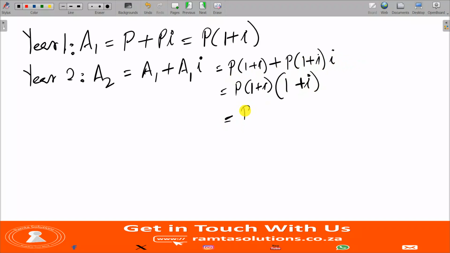What does this tell you? This tells you you have (1 + i) times (1 + i). Bases are the same, you add exponents. Exponent is 1, exponent is 1. So this becomes P(1 + i) squared. Happy?